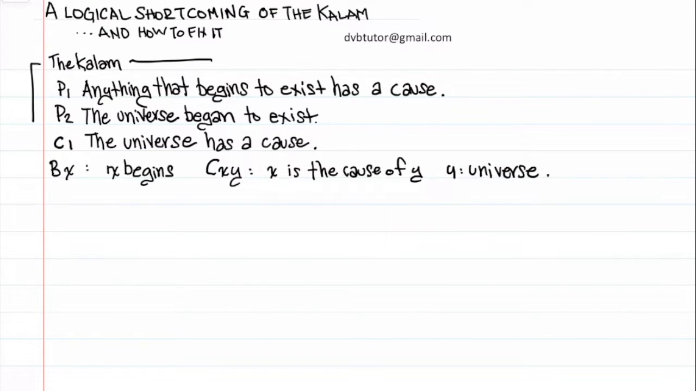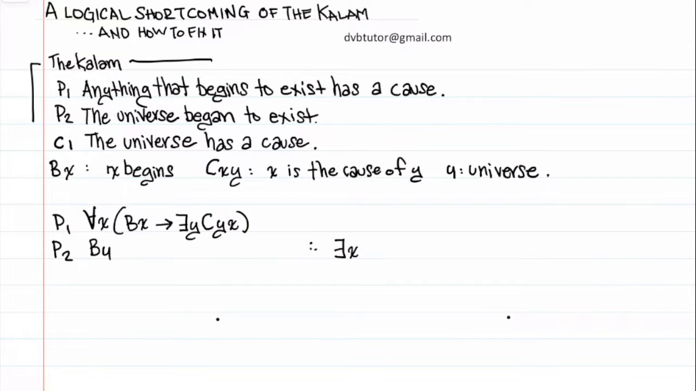Now with these predicates, we can formalize the premises and the conclusion. The first premise says, in logician's English, for any x, if x begins, then there is some y such that y is the cause of x. The second premise is simply that the universe begins to exist. And our conclusion is that something is the cause of the universe.